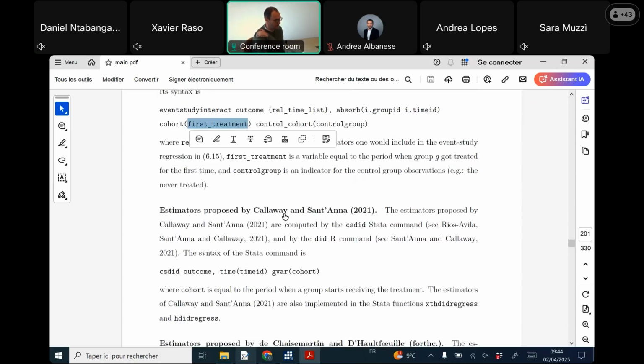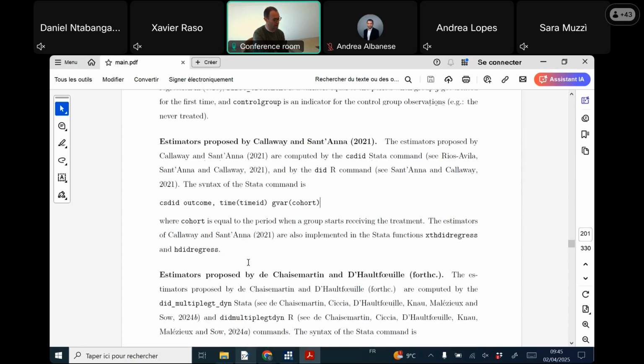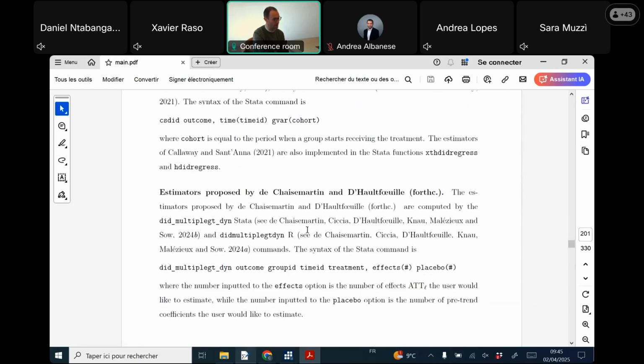Okay, so the estimators of Callaway-Santana are computed by the CSDID command and by the DID-R command. So the syntax of the Stata command is CSDID outcome, and then you just have the time variable and then the cohort, the adoption cohort variable. And those estimators are actually also computed by official Stata functions that I'm mentioning here. And finally, our estimators are computed by the DID multiple GTDIN Stata command, and same thing in R. The syntax of the Stata command is DID multiple GTDIN outcome group time treatment. And then you need to specify how many event study effects you want to see and how many placebos you would like to see.